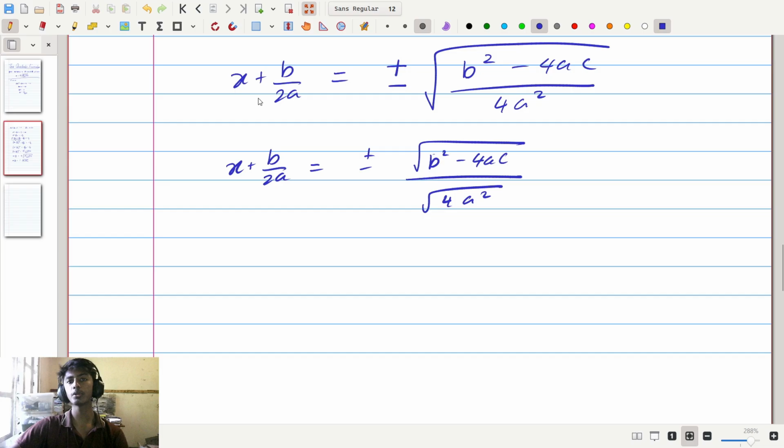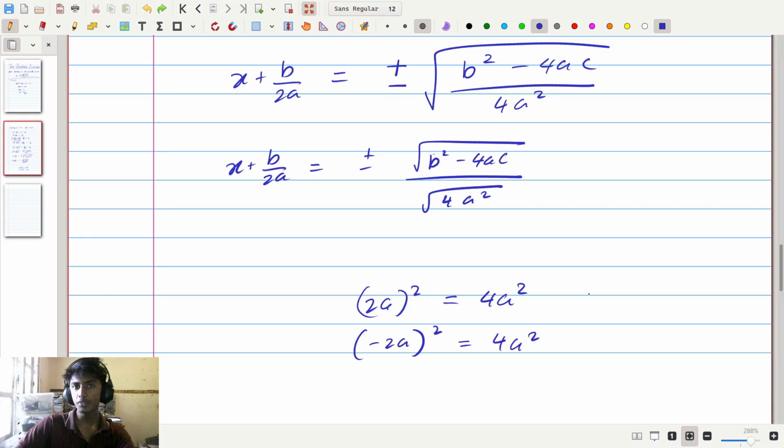The next thing we are going to do is take an observation. Here we can see we have the square root of 4a squared. The square root of 4a squared is the square root of (2a) whole thing squared, since we know that (2a) whole thing squared is equal to 4a squared. Now, I want to bring your attention to the fact that this could also be (negative 2a) whole thing squared, which is also equal to 4a squared. So then, which of the two should I put here? Should I put plus 2a for the square root of 4a squared, or should I put minus 2a?